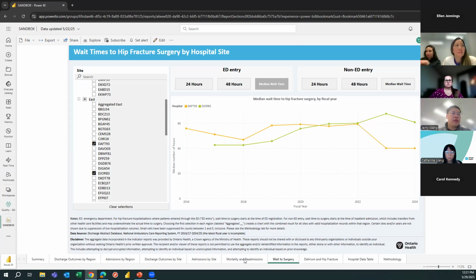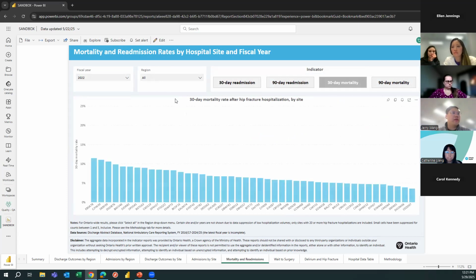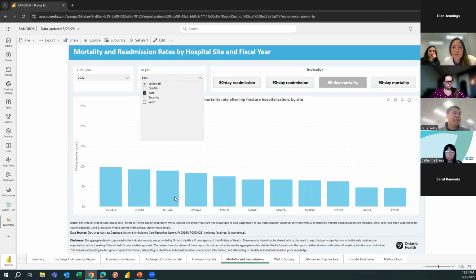As well, we can look at mortality and readmission. So this is the list of all the sites listed in descending order by 30-day readmission. We can look at 30-day mortality, for example. And we can focus in on, if we're looking at East region, the two sites that we're looking at. So again, as we saw, Jor had much higher wait times, mortality as well. It has 9.2% compared to about 6.3%. So there is a difference here.